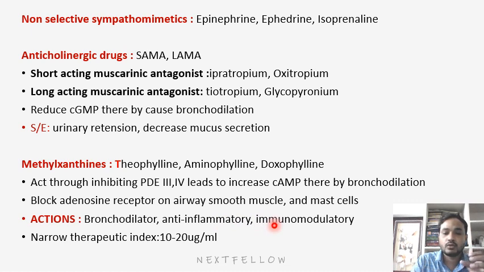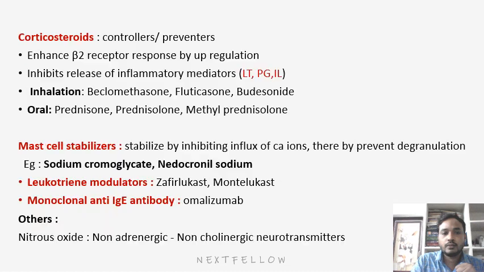We have to use these drugs very carefully because they have a very narrow therapeutic index. If you use them abruptly or in higher doses, they will cause toxicity. The therapeutic range is 10 to 20 micrograms per milliliter. So these drugs need very careful monitoring. Next, we come to the next group.